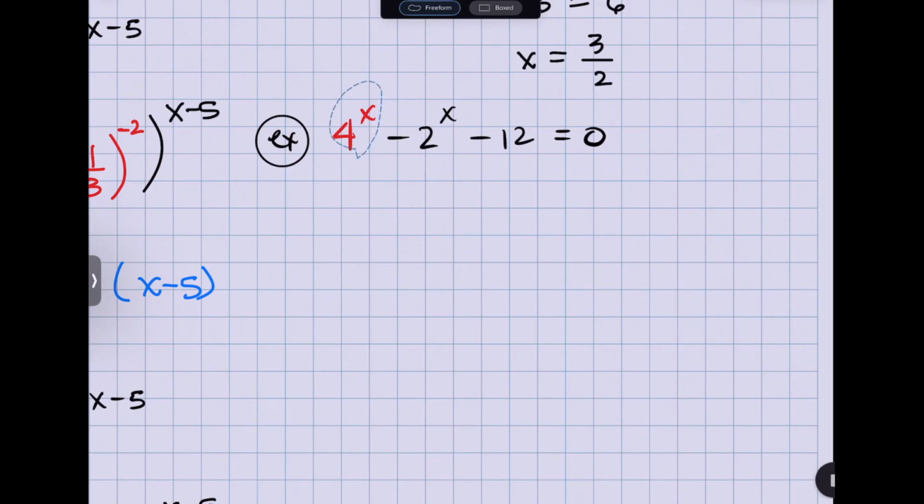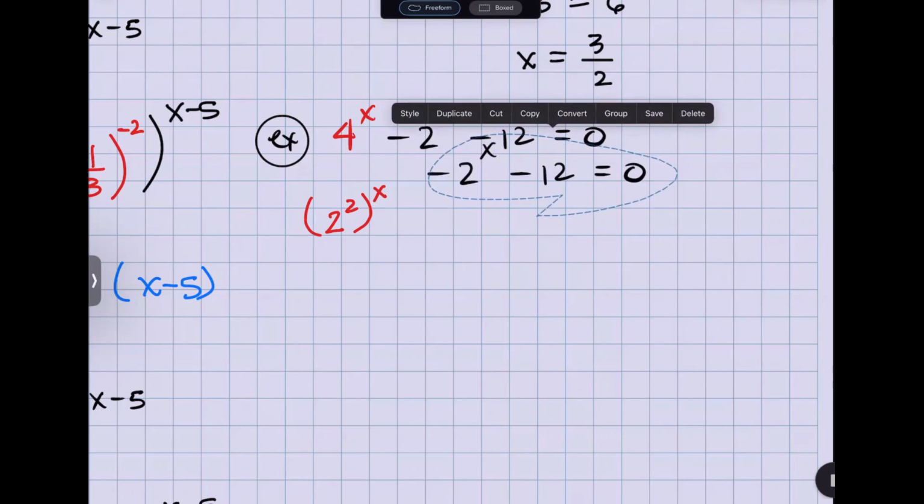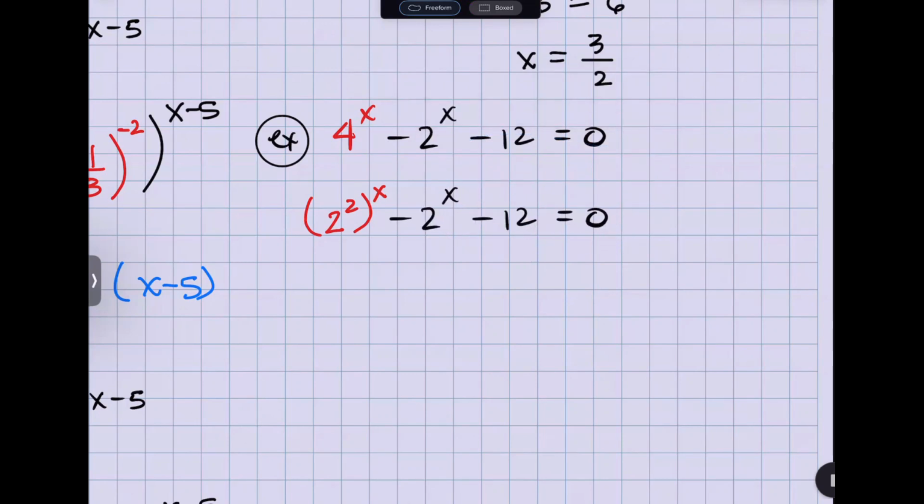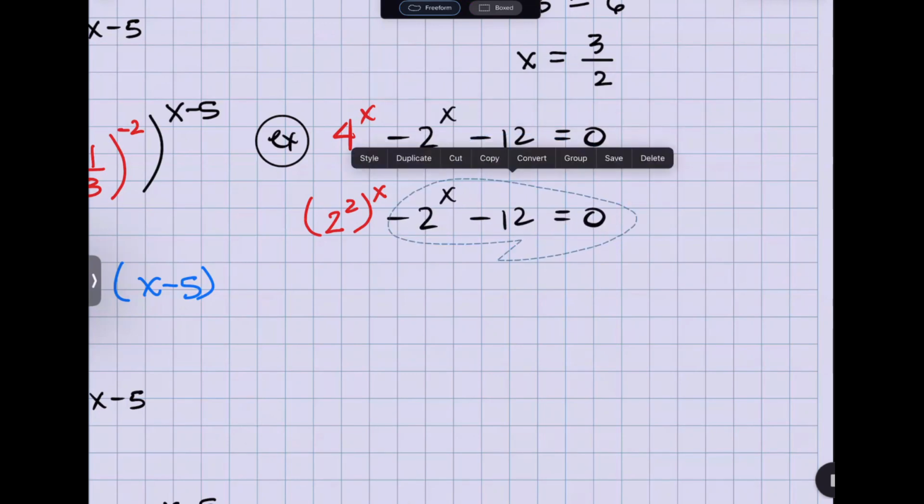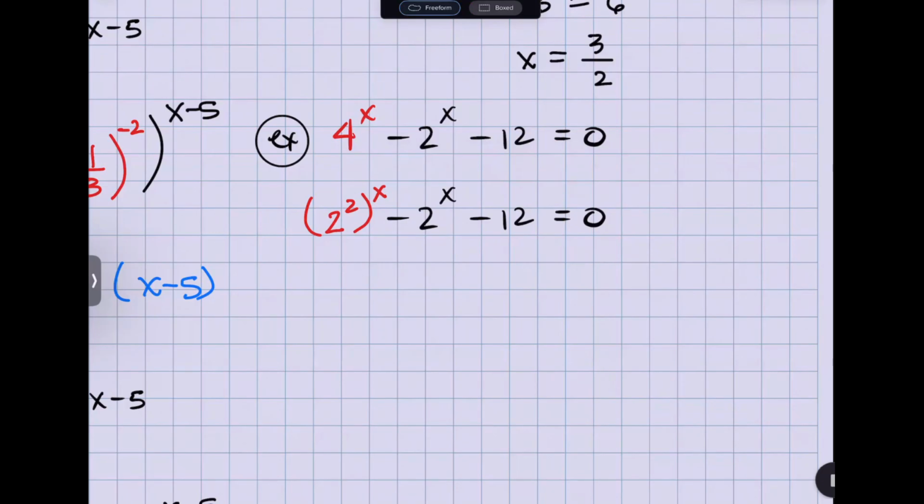Yeah, you couldn't combine those. So what she was saying was, hey, I can write 4 as 2 squared raised to the x power. Say that again. I think 2 does work as an answer, but I'm not sure. It does. However, you might be looking at this going, wait a minute, how does this help me?